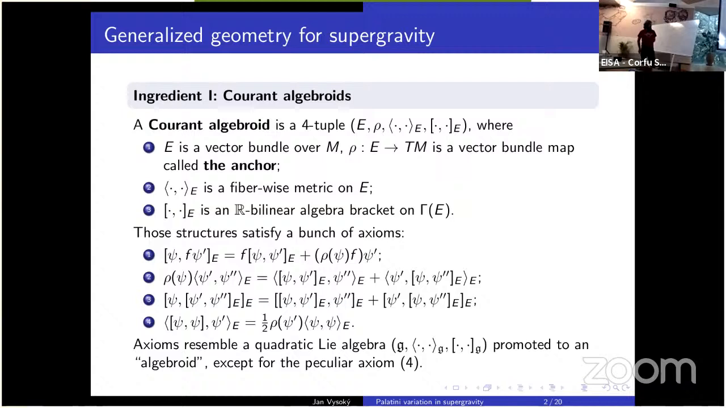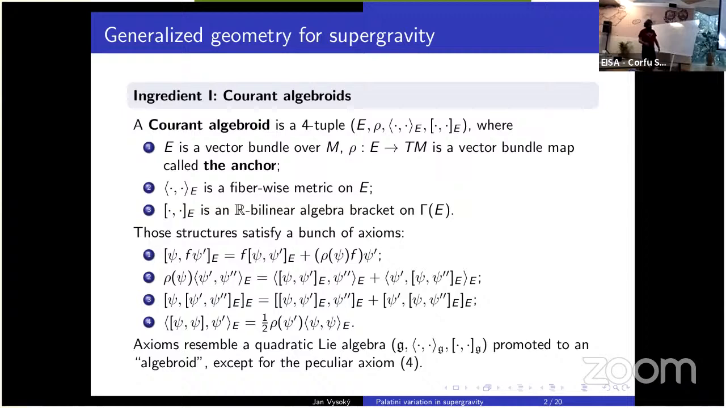If you look at the first three axioms, these are exactly the axioms for a Lie algebra with a pairing and bracket which are compatible together, except for this axiom, of course. So these are Courant algebroids.